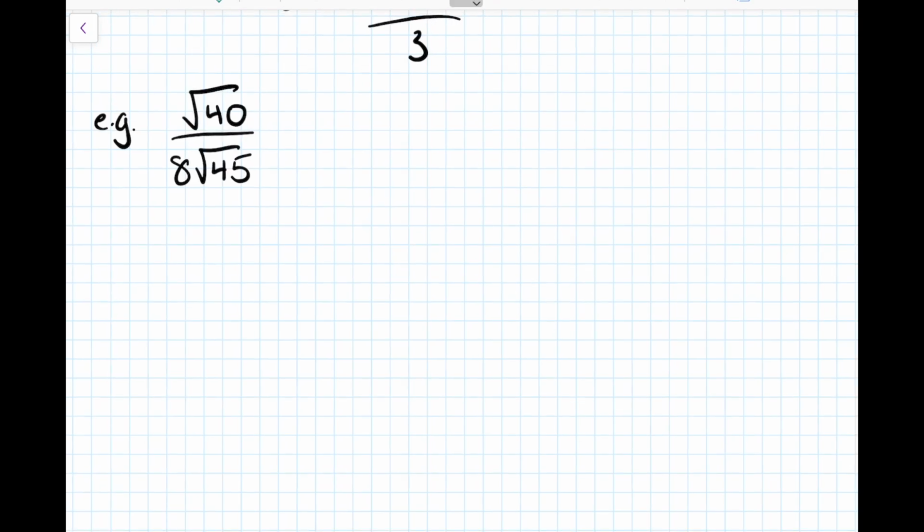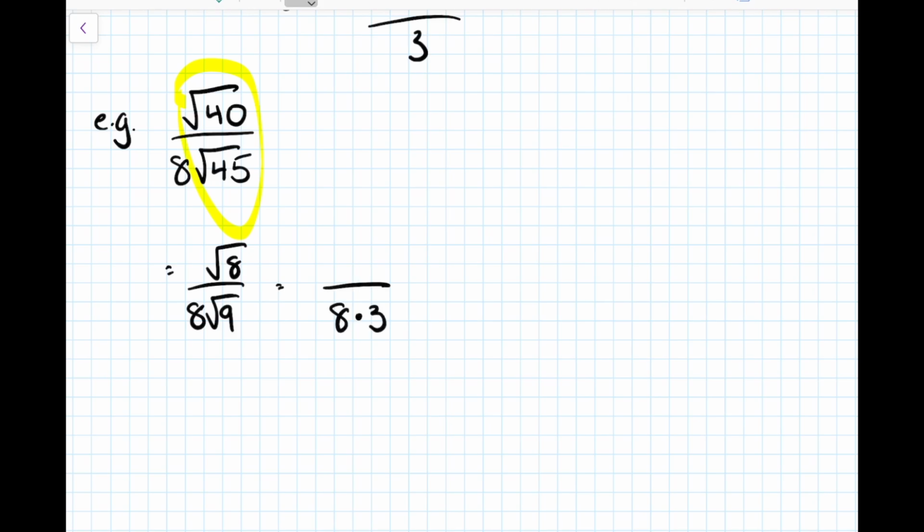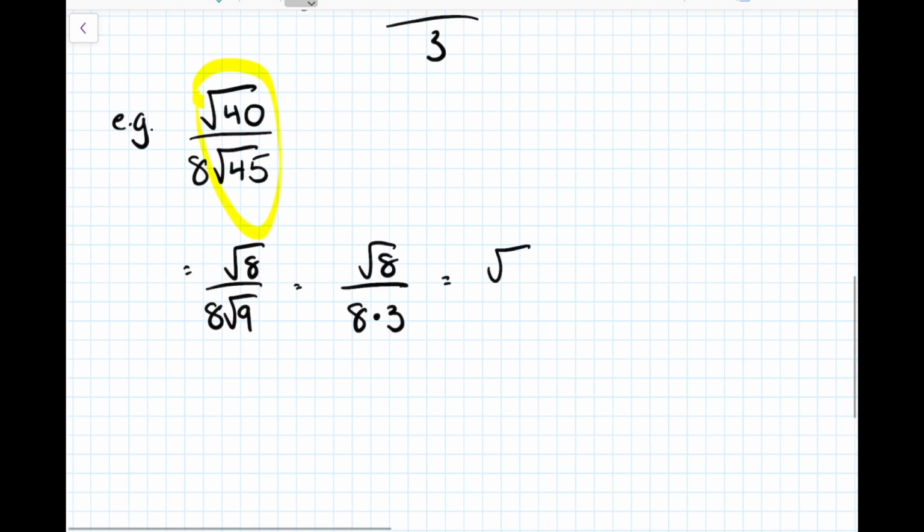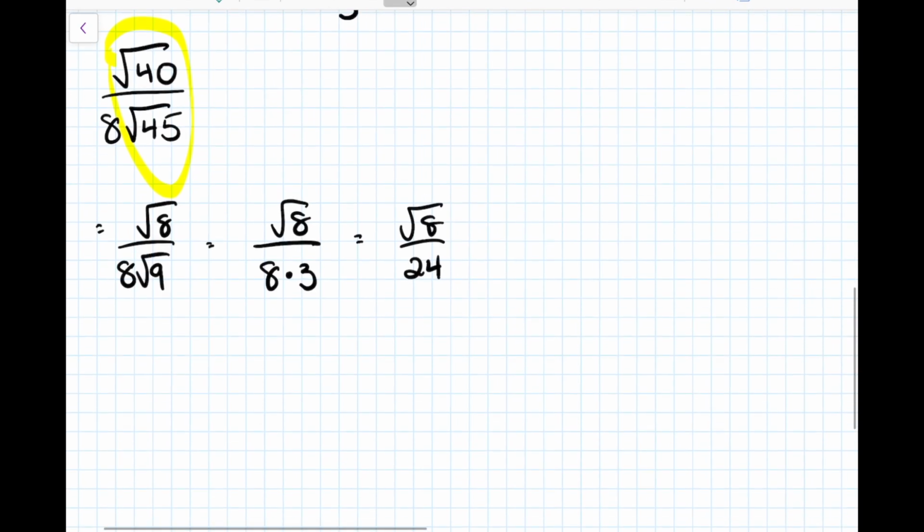So the 8 on the outside we can't do much with right now, but the 40 and the 45 are both divisible by 5. That's going to get me root 8 over 8 root 9. And so I've simplified as much as I can as far as fractions go, but we do have radicals here, so I can simplify those roots a little bit. Root 9, that's one we just know, that's 3. So for now, that gets us root 8 over 8 times 3, which is just going to be root 8 over 24.